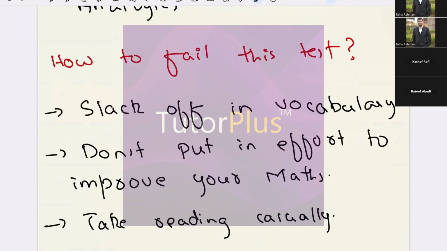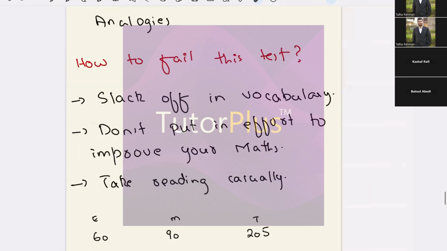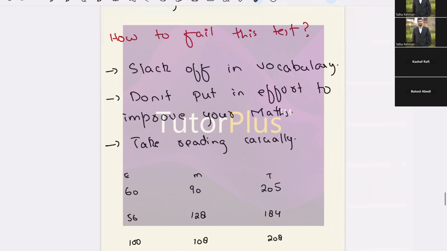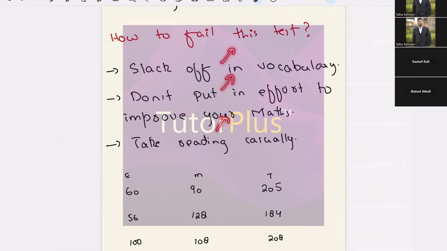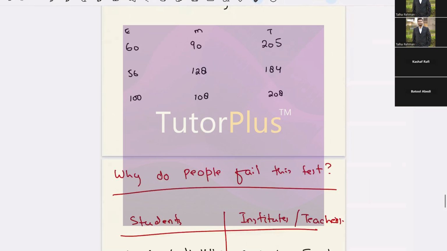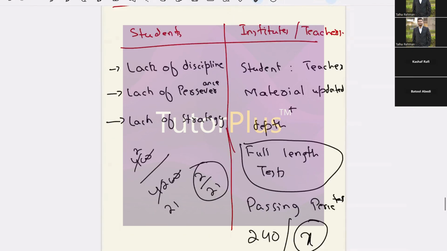But let's talk about how to fail this test. It's very easy to fail this test. We can all slack off in vocabulary. We can all not put in efforts to improve our maths, and we could not do enough reading, considering IBA does test students on a lot of reading questions as well. So it could become very easy to fail this test, and it's important that we remember why people have historically failed this test. If you do any of this, it could be difficult for you to clear the test. Also, I would like to talk about how people have historically failed this test.